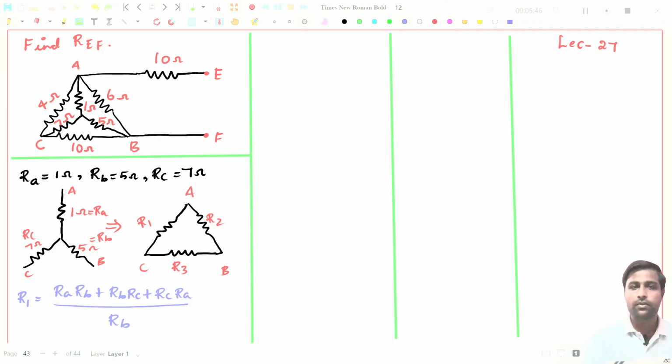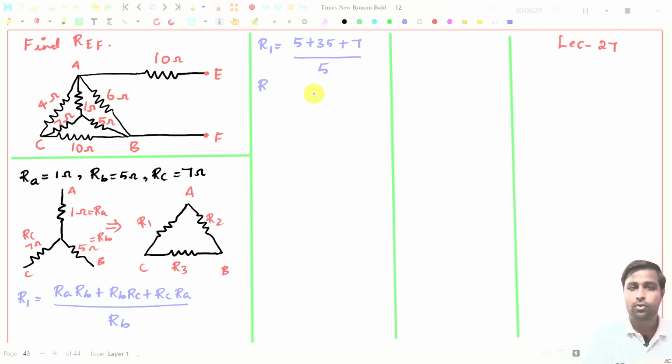So if you substitute the values in this equation, what will we get? R1 will be equal to RA into RB, that is 1 into 5. 1 into 5 will give you 5, right? Plus RB into RC, that is 5 into 7, which will be 35. So 5 plus 35 plus RC into RA, 7 into 1, which will give you 7, divided by RB. What is RB here? RB is 5 ohms, right?